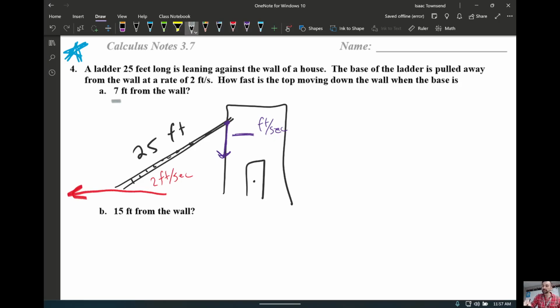When the base is 7 feet from the wall, because it changes. If the ladder's almost straight up and down, it's going to fall at a different rate than if the ladder's almost on the ground.